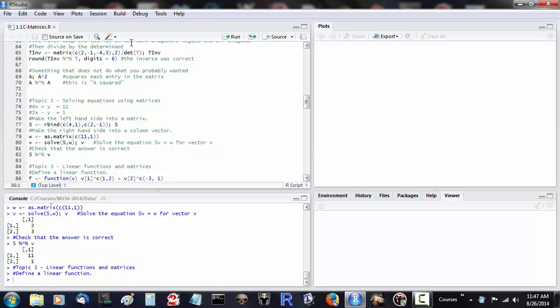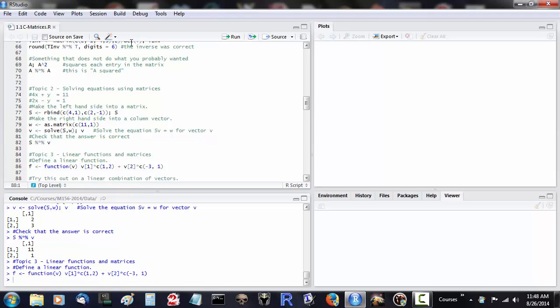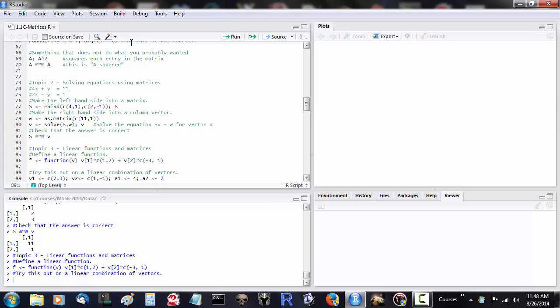Now let's look into something a little bit less mechanical, namely the relationship between linear functions and matrices. Here is a function whose name is little f, which is a linear function. It takes a single argument, a vector, and it works by multiplying the first component of that vector by the vector 1, 2, and the second component of the vector by the vector minus 3, 1.